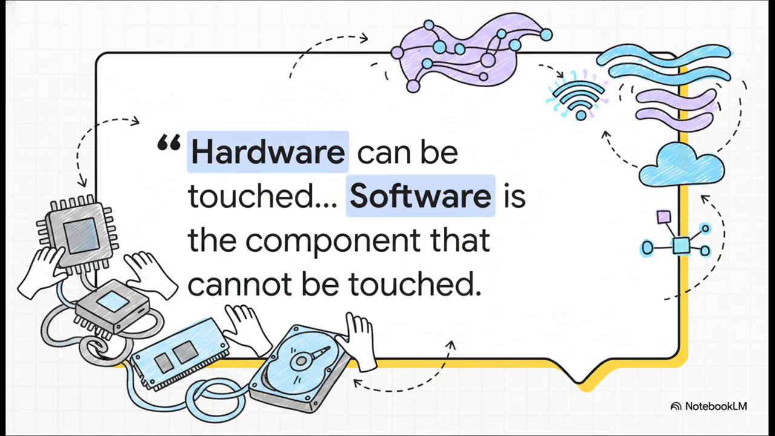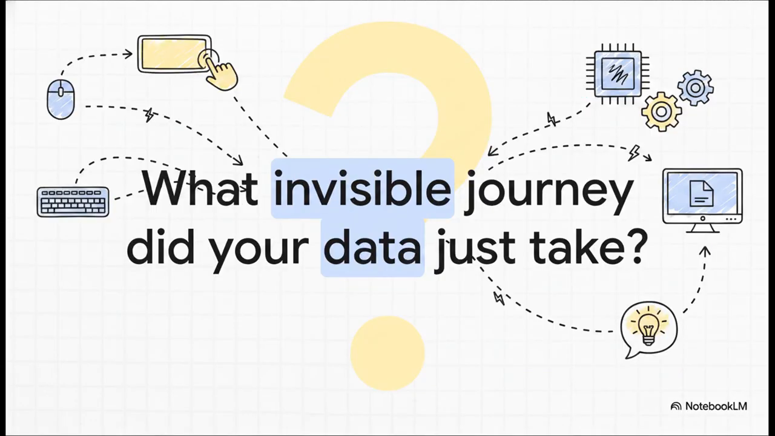So it all comes back to a perfect symbiotic relationship. Hardware can be anything which can be touched, felt, or sensed. Software is the component that cannot be touched or sensed. The tangible body requires the untouchable mind, and the untouchable mind requires the tangible body to actually express itself. It's honestly a quiet miracle of modern engineering, and it's happening on your desk right now.